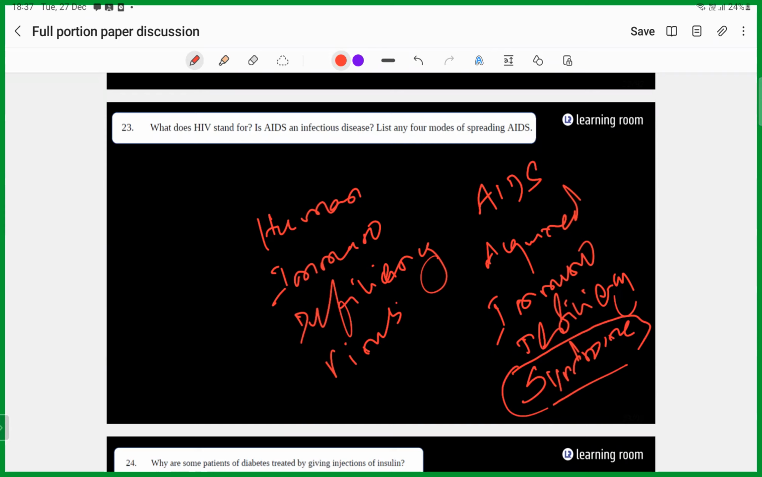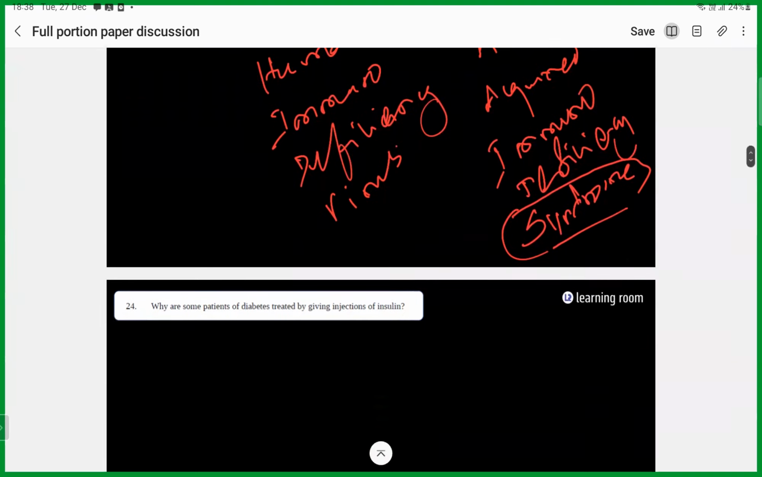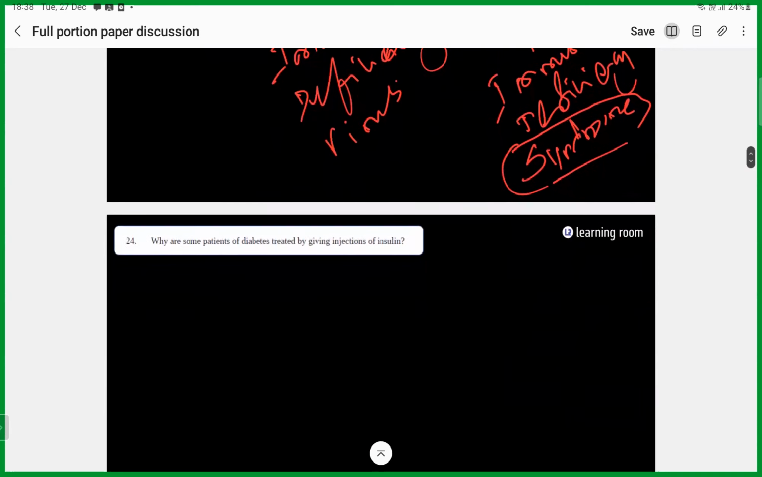Okay, fine. So modes of spreading AIDS: how is it spread? Through used syringes, and infected blood, blood transfusion with an infected person. Fine. Then breastfeeding, from the mother to the baby, during pregnancy, from an infected mother to the baby, and unprotected sex. Fine, good.